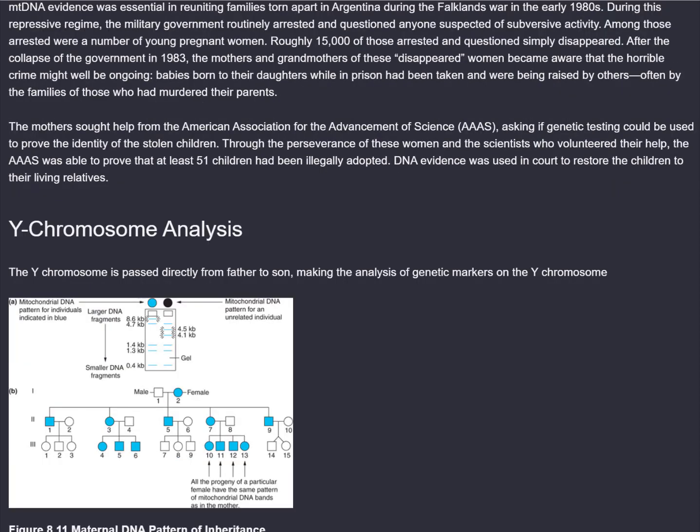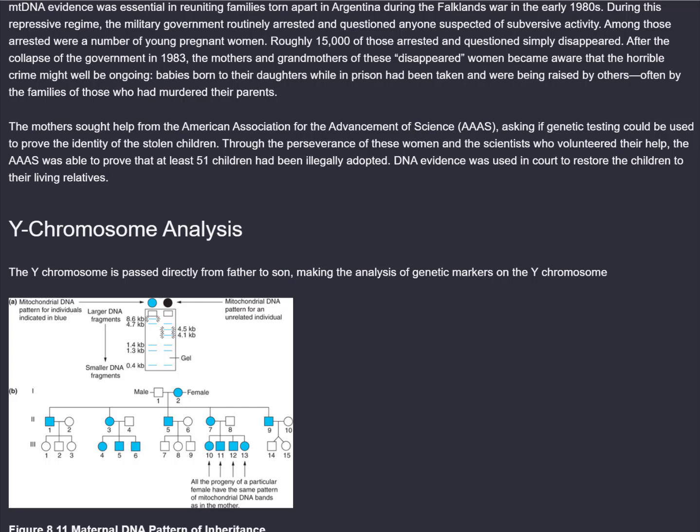mtDNA evidence was essential in reuniting families torn apart in Argentina during the Falklands War in the early 1980s. During this repressive regime, the military government routinely arrested and questioned anyone suspected of subversive activity. Among those arrested were a number of young pregnant women. Roughly 15,000 of those arrested and questioned simply disappeared.